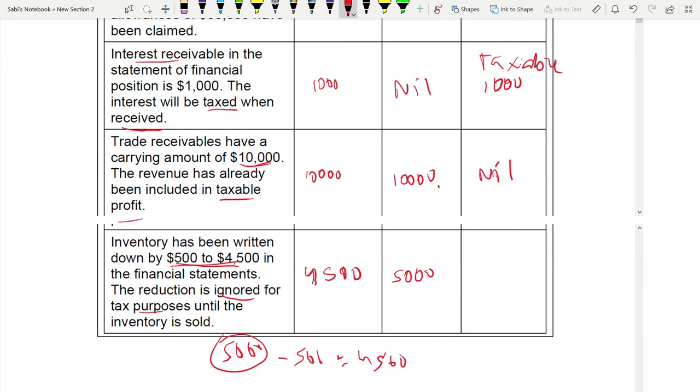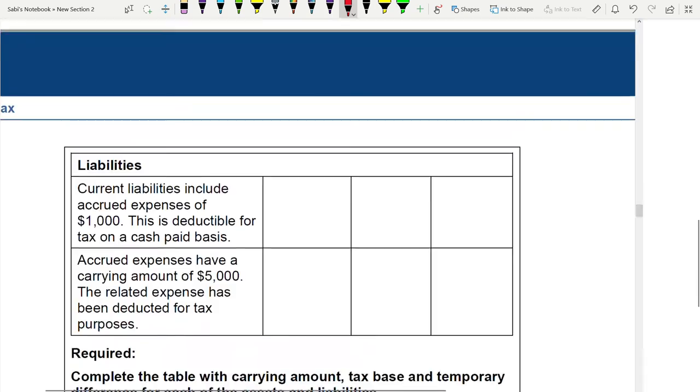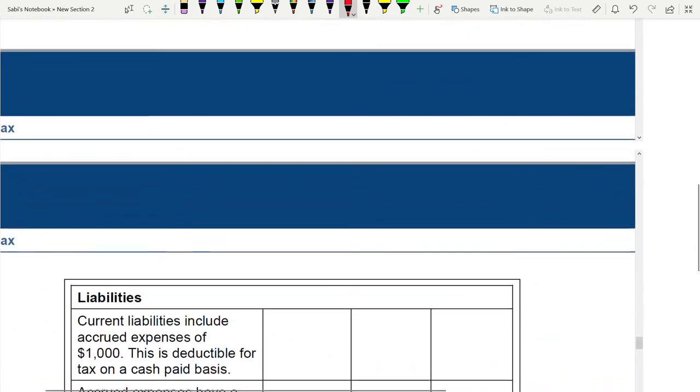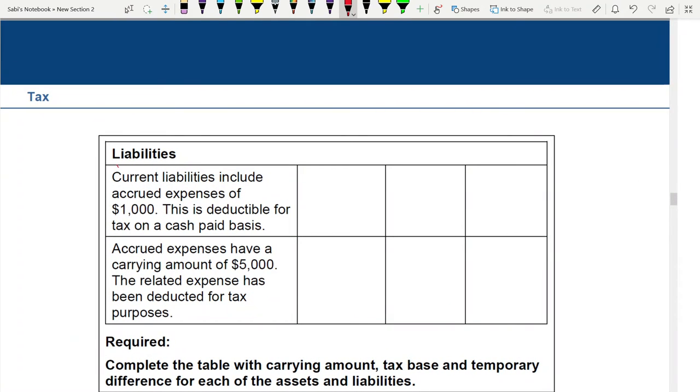So 4,500 minus 5,000. This time it's a negative 500. So because it is negative, this is deductible. Deductible temporary difference, not taxable. It's a deferred tax asset, you can say. Okay, there are three words, deferred tax liability. We have more. So this liability, what is written here, an asset, it's not deferred tax asset or liability. It is the item that is a liability or an asset.